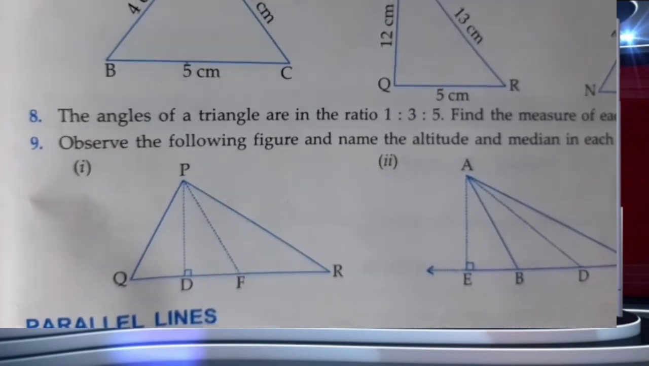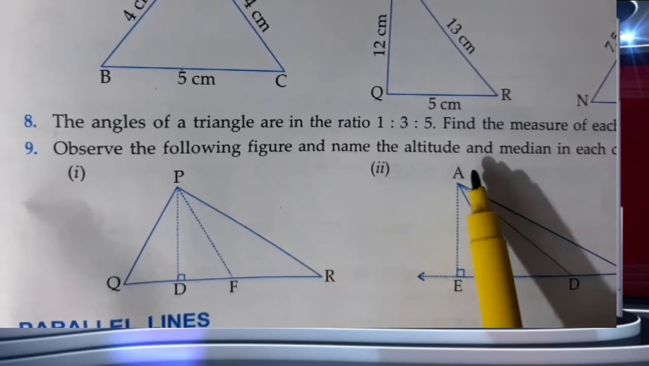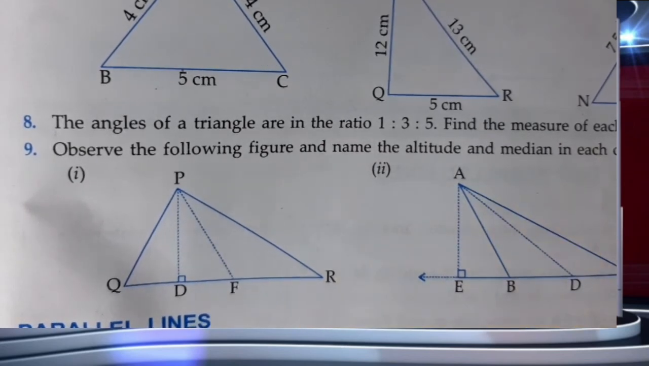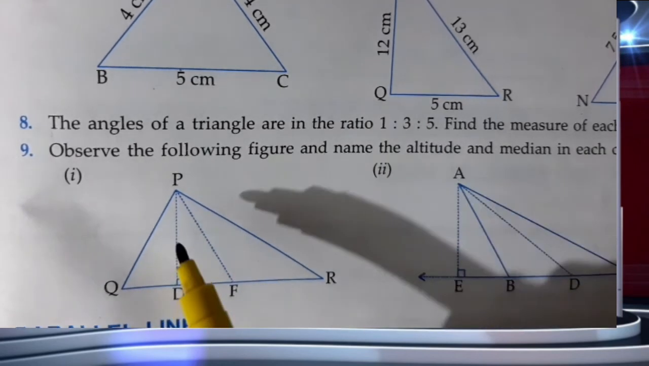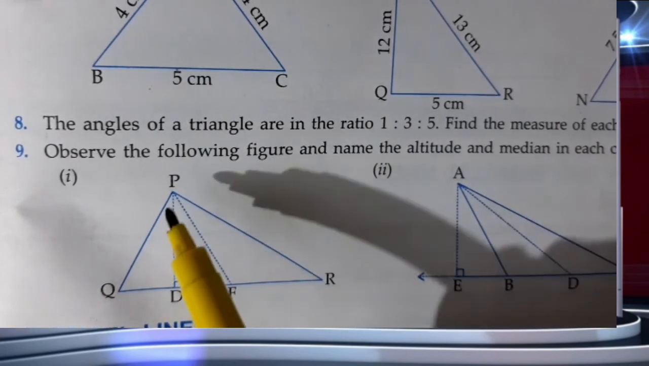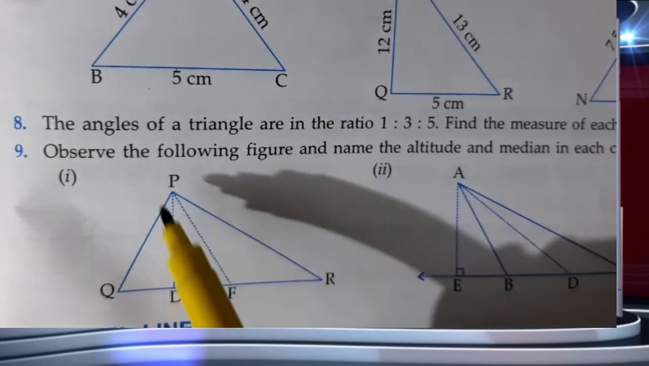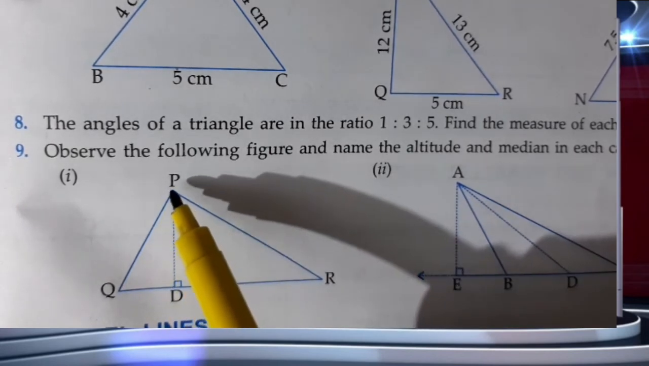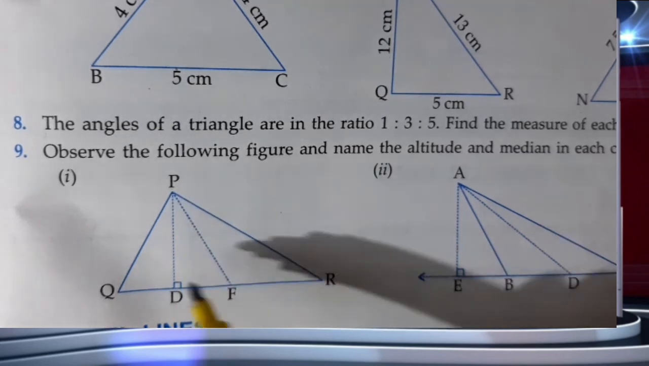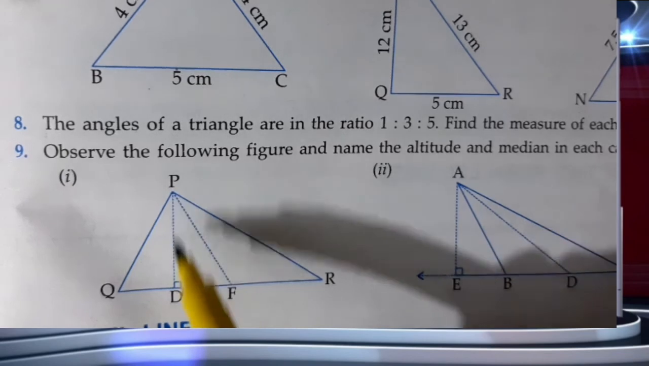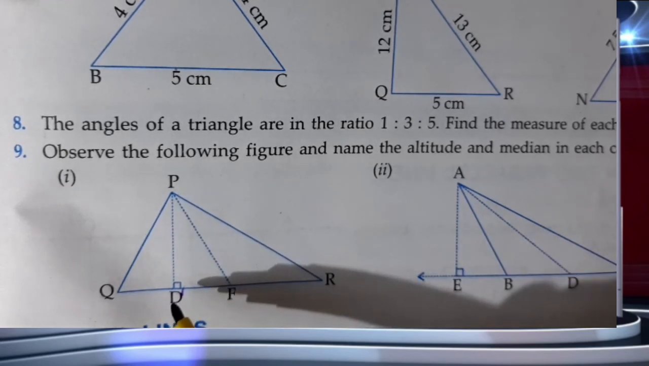Now come to question number 9. Observe the figure and name the altitude and median in each case. Here you can see this figure. Here you have to find out which is the altitude and which is the median. See students, PD is the perpendicular line from the vertex to the base. Here this is the sign of perpendicular. So PD is the altitude.